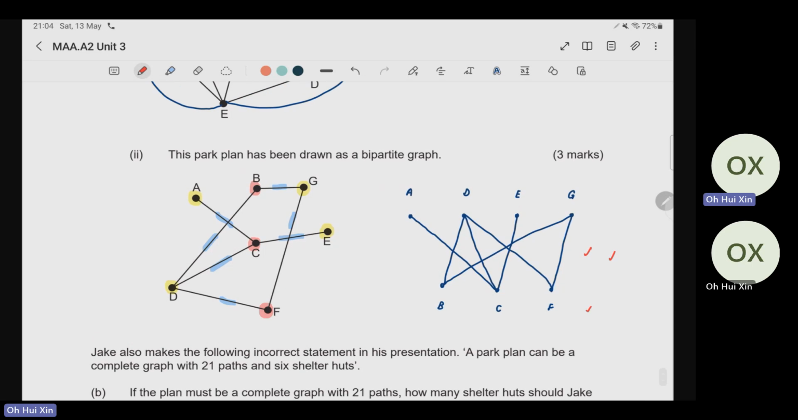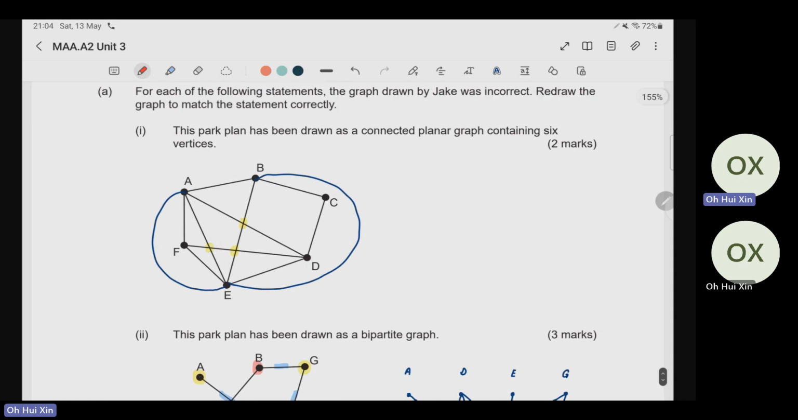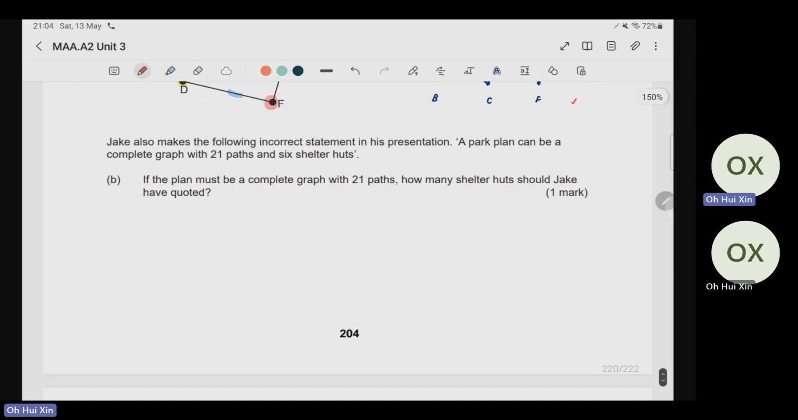So it's actually quite easy, right? Okay, then after that, sorry, for part one also it is the same. If you are able to draw until there are no edges crossing each other, then you get 1 mark. So if all the adjacency is kept, you get 1 mark. Okay, then after that, part B.